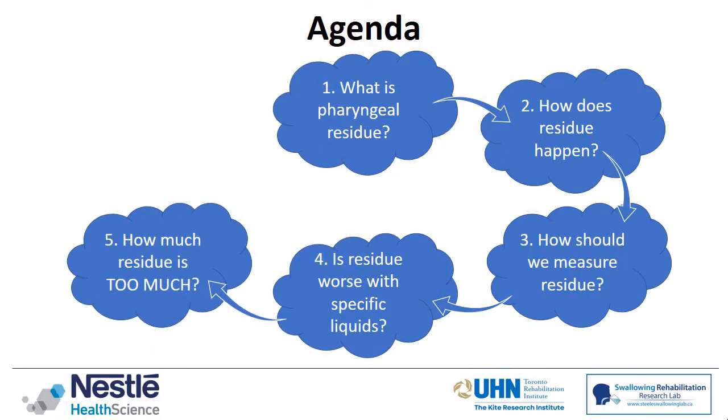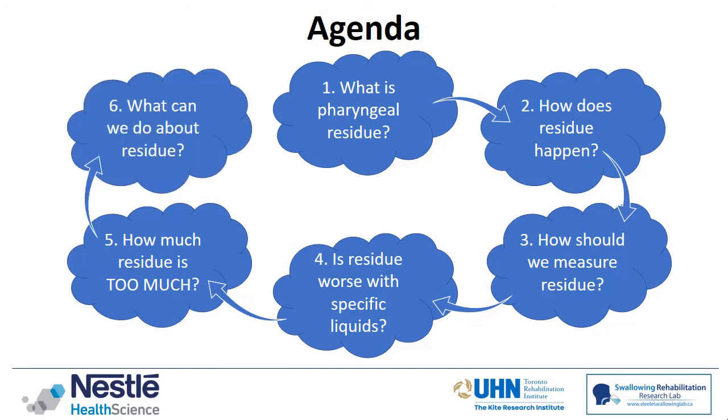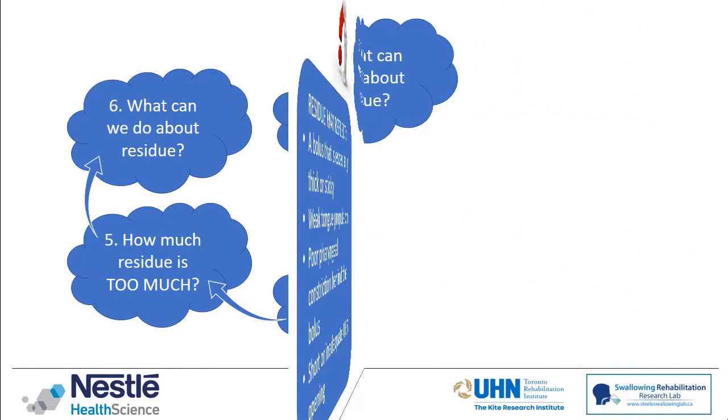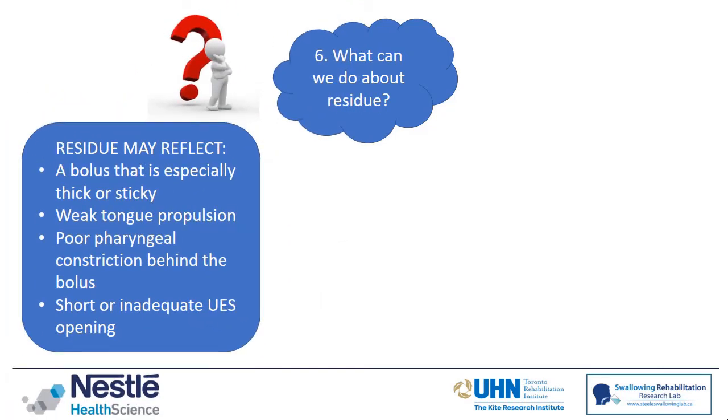So we've now discussed the definition of residue, the mechanisms behind residue, different approaches to measurement, whether residue is more severe with specific liquids, and the risk of penetration and aspiration associated with residue above the levels typically seen in healthy swallowing. And the final question for our consideration today is what we as clinicians can do about residue. There are very few research studies that have directly looked at residue as an outcome of dysphagia treatment. And unfortunately, much of the available evidence has used scales that are not very sensitive to change. So let's approach this clinically, and I'll mention research where it is available.